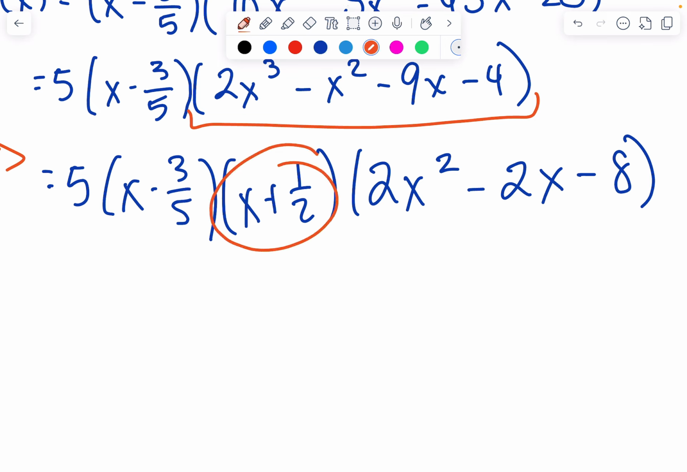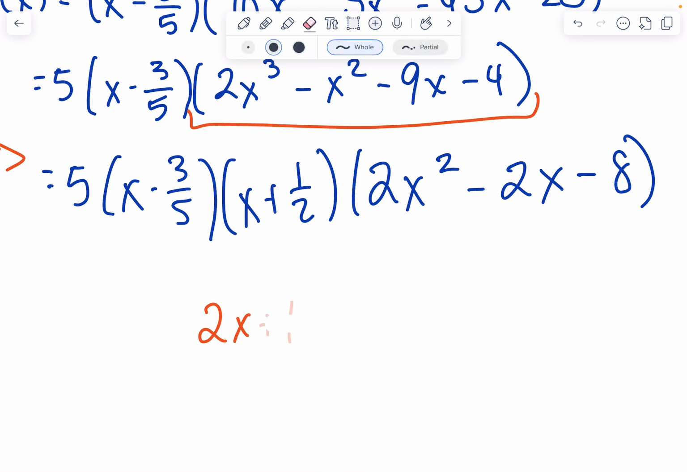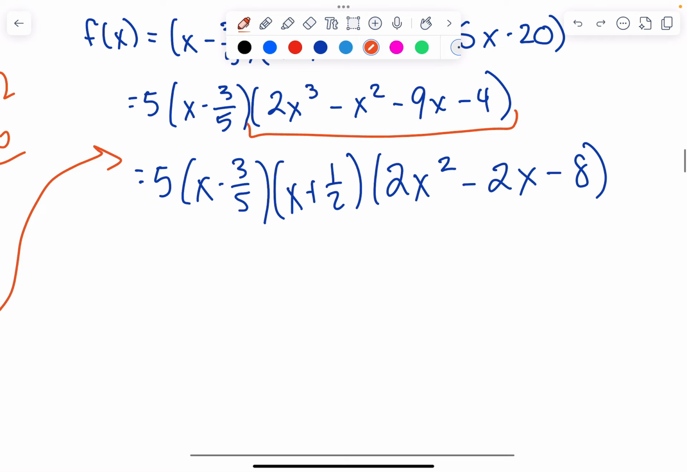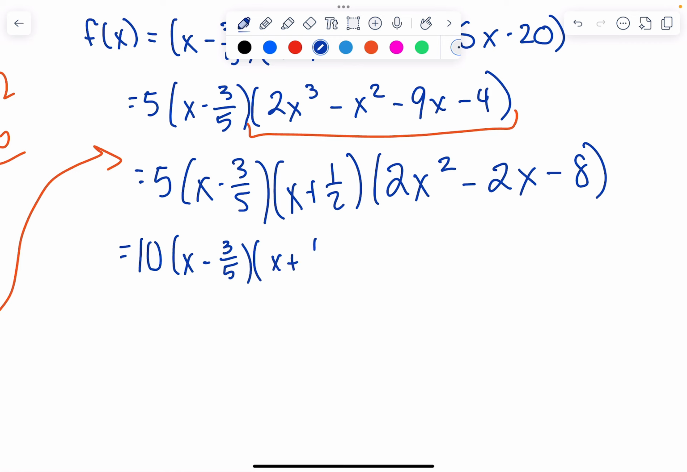Again, your book wrote this factor as 2x plus 1. Doesn't matter. Both give you a zero of -1/2, so both are correct. Okay, now I need to factor this part further. So I'll start by factoring out a GCF of 2, but I already have this 5 here, so 5 times 2 is 10. And then x squared minus x minus 4.